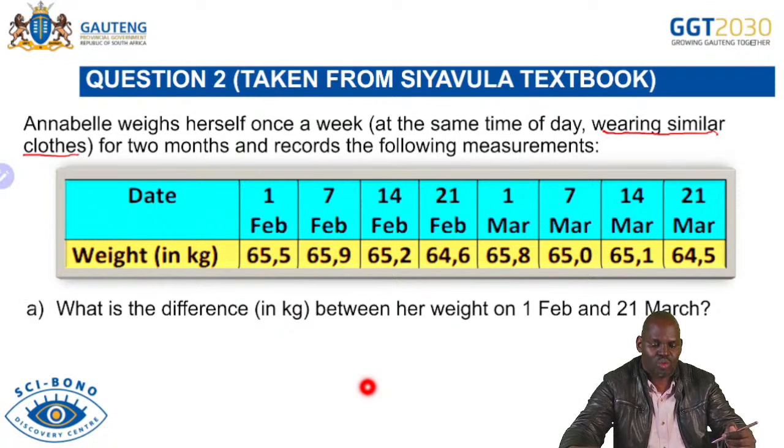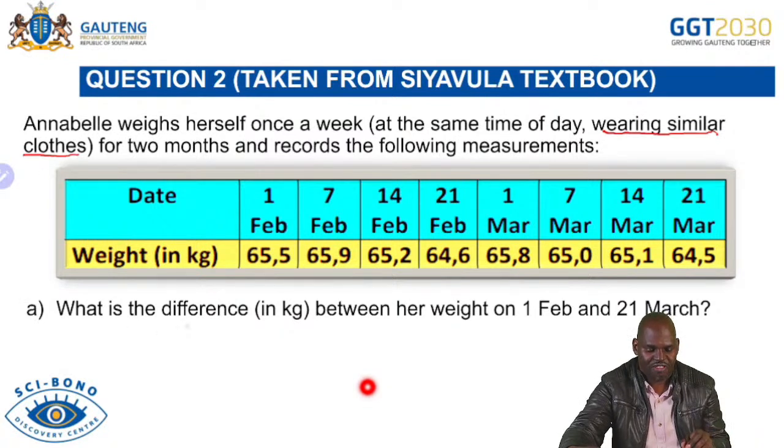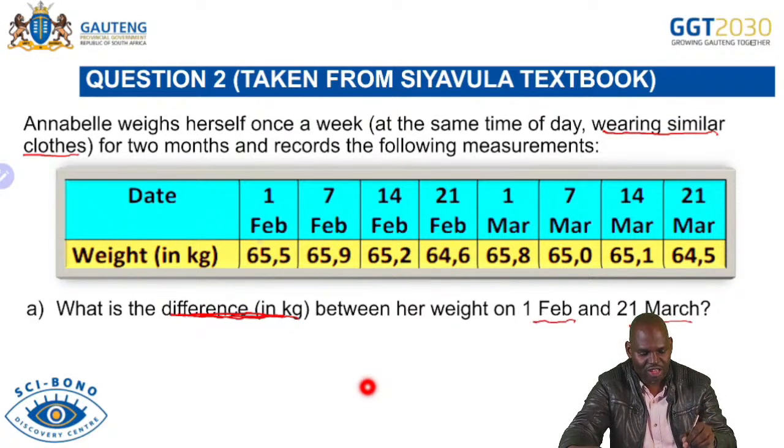The first question, question 2A: what is the difference between her weight on the 1st of February and 21st of March? What is the difference? Now, difference in this case, when we calculate, we know that we have to subtract. We have to take the big value and then we subtract the small value. Okay, so that is for the 1st of February. The 1st of February is 65.5 kilograms, and then on the 21st of March it's 64.5.